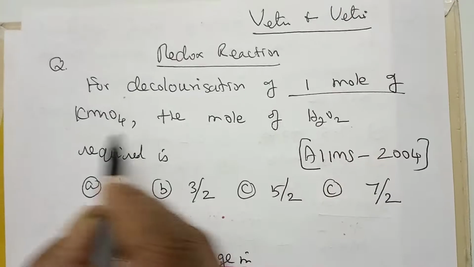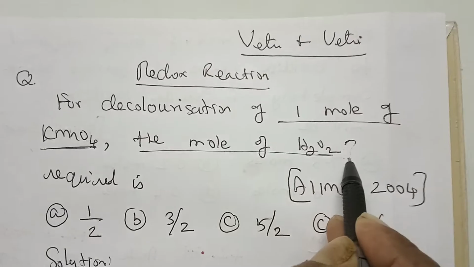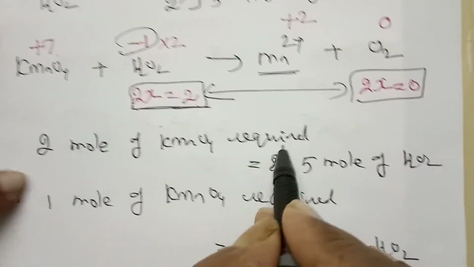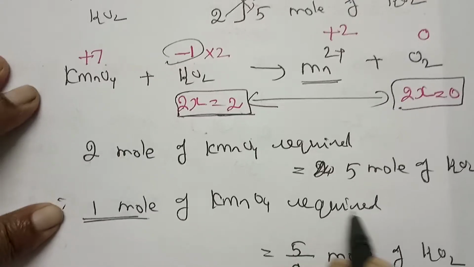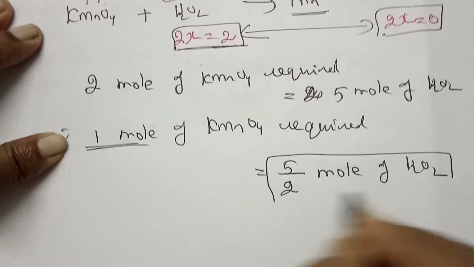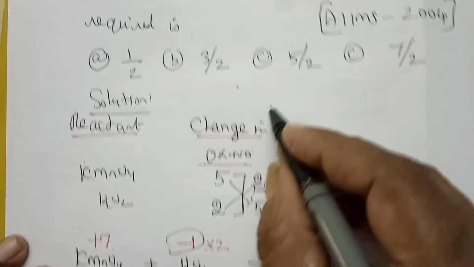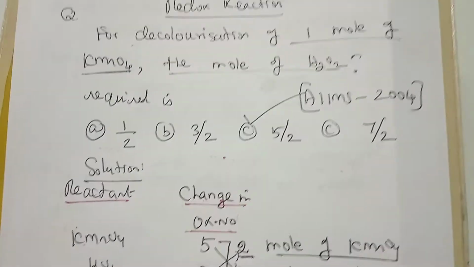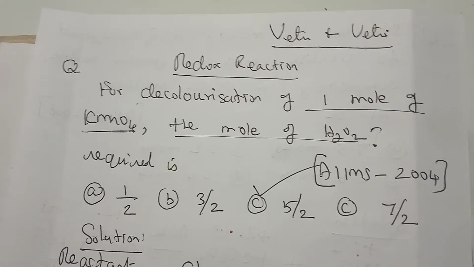Next let us see the question. For decolorization, 1 mole of permanganate requires how many moles of hydrogen peroxide? This is the question. So for 1 mole: 2 moles of permanganate need 5 moles of hydrogen peroxide. Therefore, 1 mole of permanganate requires 5/2 moles of hydrogen peroxide. So this is the answer, 5/2. Let us see the option. Here the option is C. So this is the way you have to calculate the number of moles required for hydrogen peroxide.